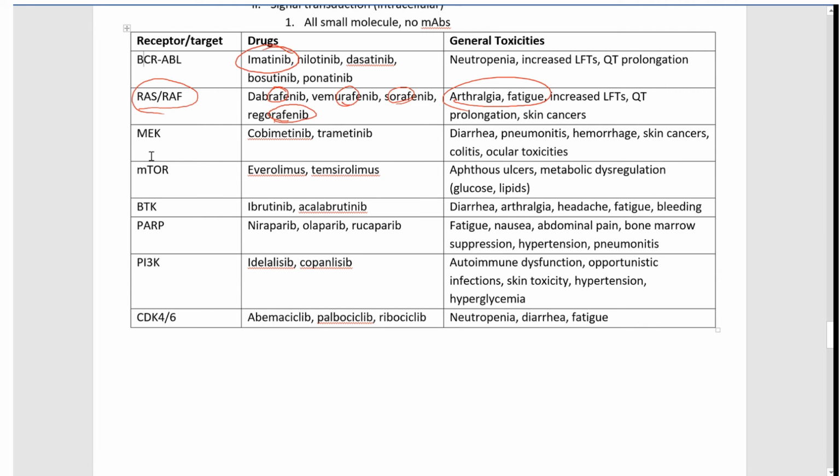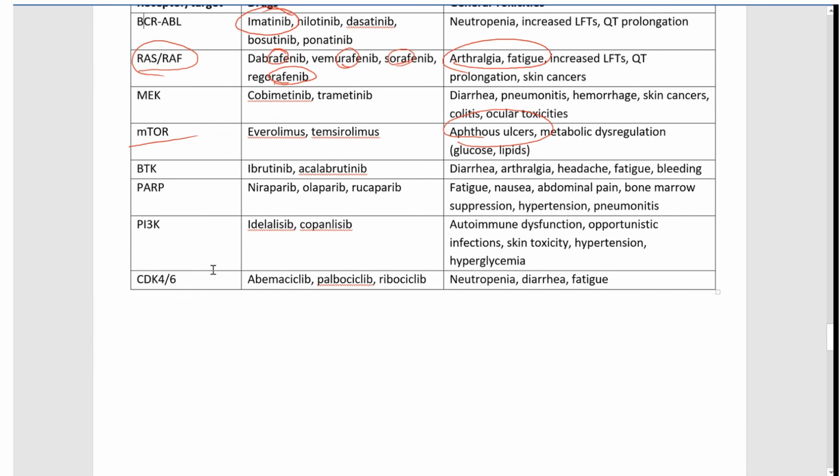We also have things like mTOR inhibitors, which can cause aphthous ulcers. We actually use mTOR inhibitors for transplant rejection, so solid organ transplant rejection, and you see the same thing with aphthous ulcers.